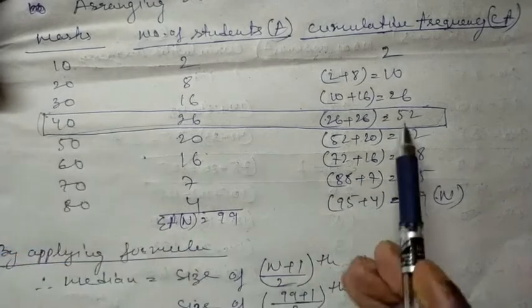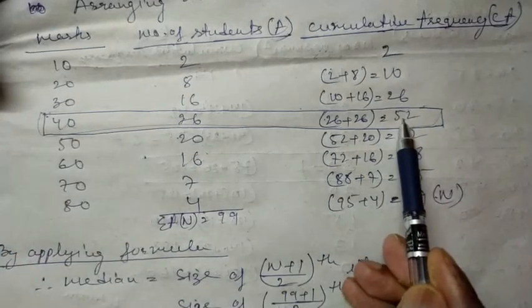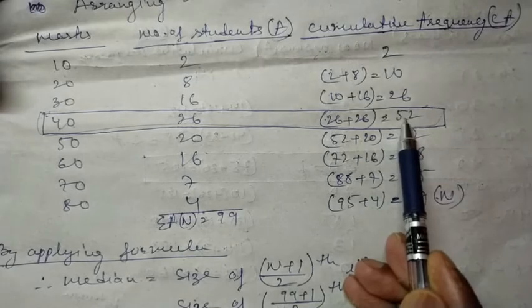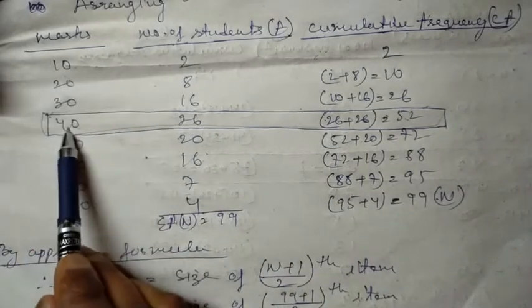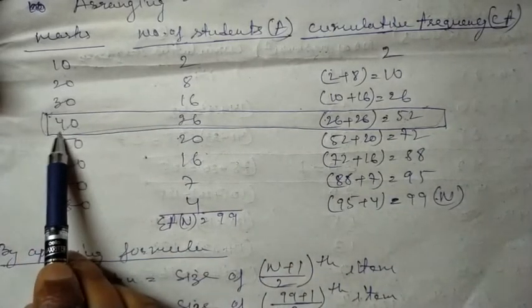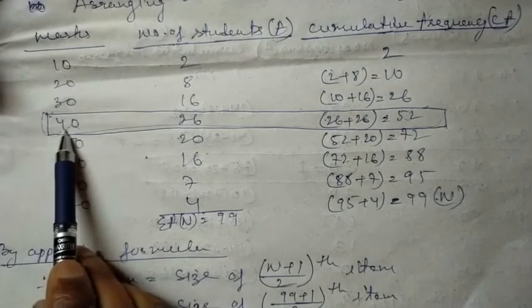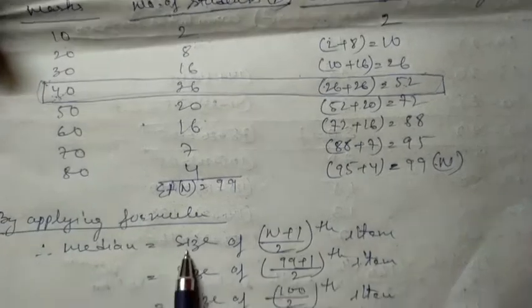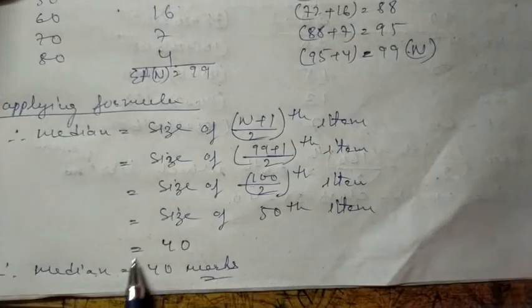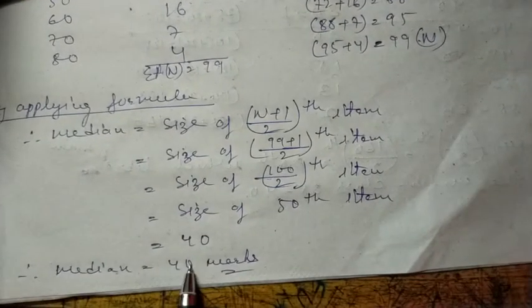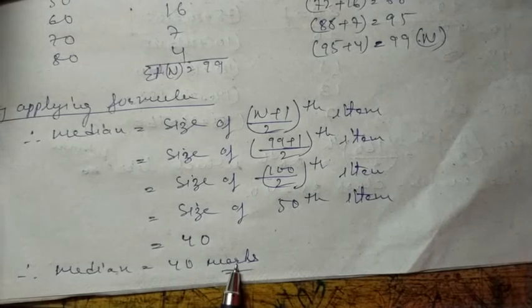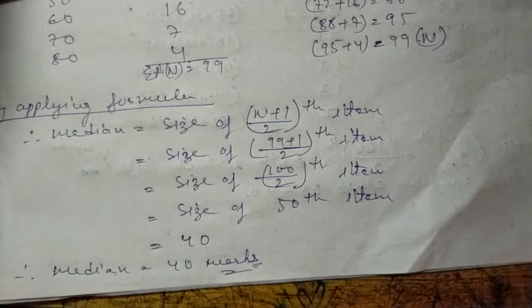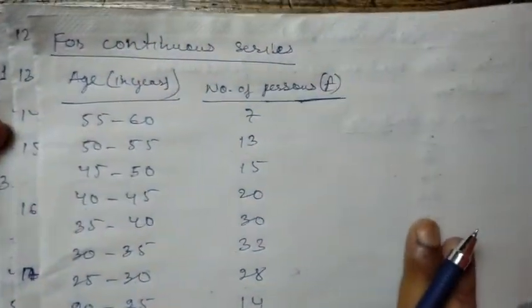Because 50 lies over here, we see the corresponding marks, which is 40. It means our median is 40. The middle value is 40. So by applying the formula, we can say that the median is equal to 40. I think you have understood. Next, let's see the continuous series.